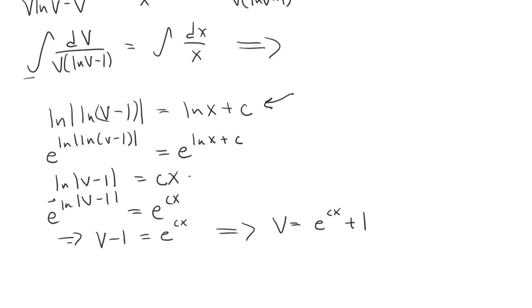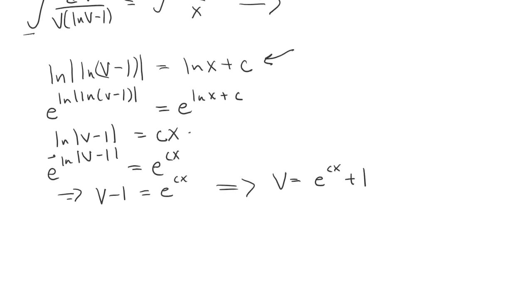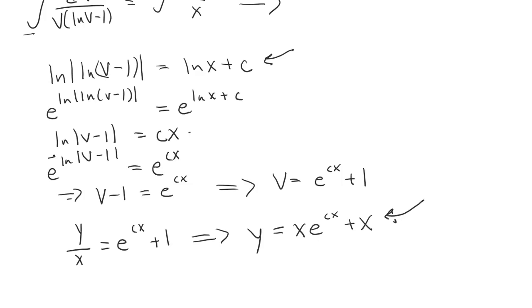Now, because I don't really care about what v is, I want to know what y is, I'm going to resubstitute y over x equals e to the Cx plus 1. And then that gives me that y, the solution to my differential equation, is going to equal x e to the Cx plus x. And that is my general solution.